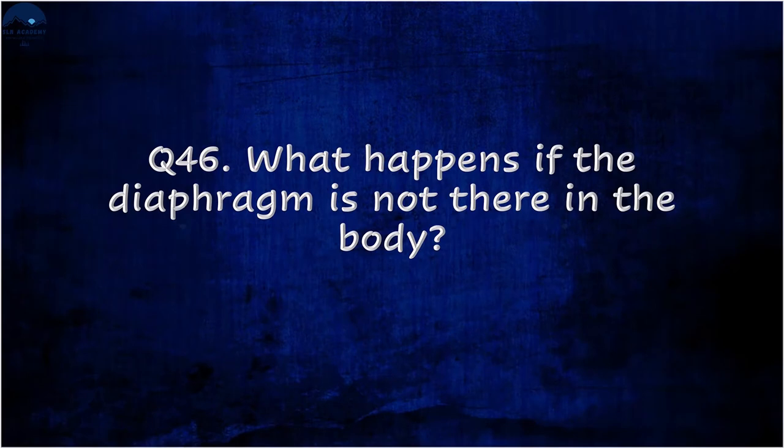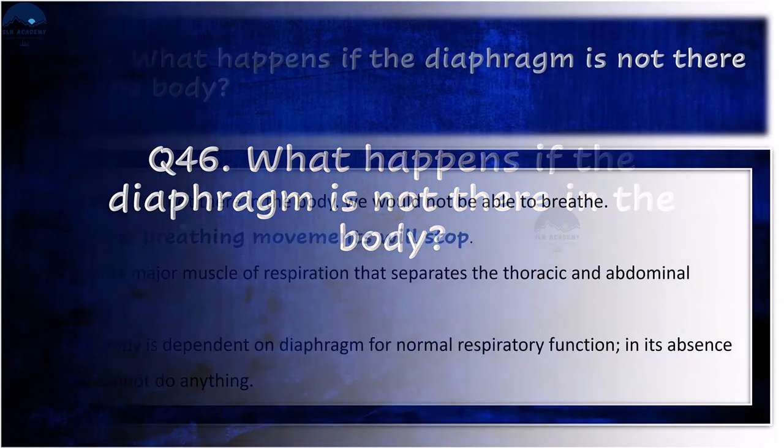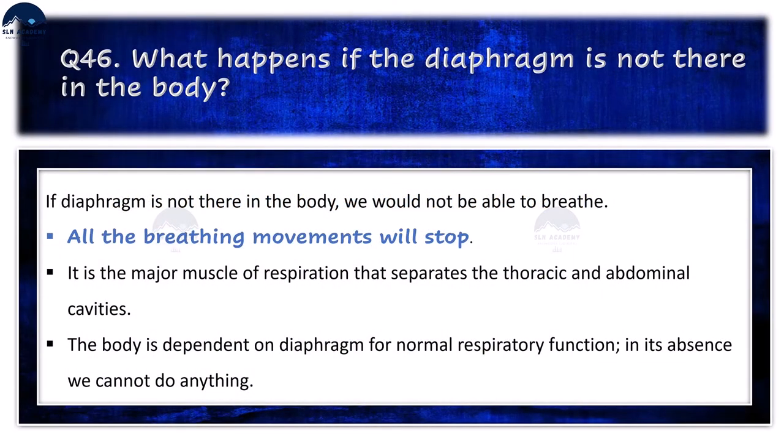Question 46. What happens if the diaphragm is not there in the body? If diaphragm is not there in the body, we would not be able to breathe. All the breathing movements will stop. It is the major muscle of respiration that separates the thoracic and abdominal cavities. The body is dependent on diaphragm for normal respiratory function. In its absence, we cannot do anything.